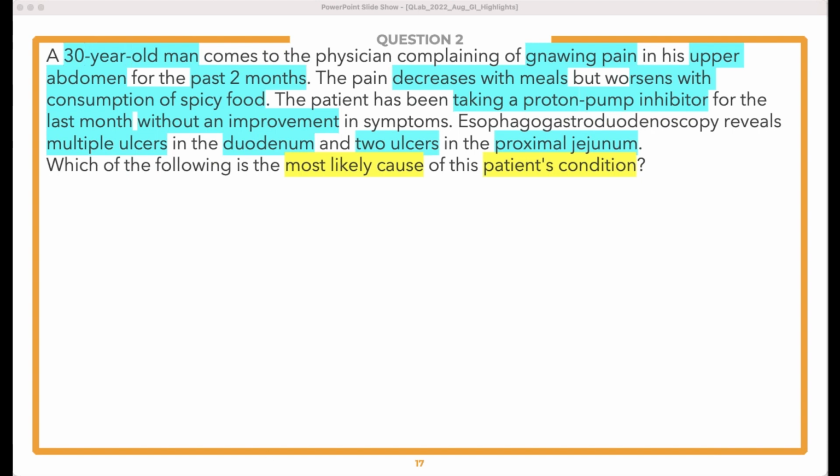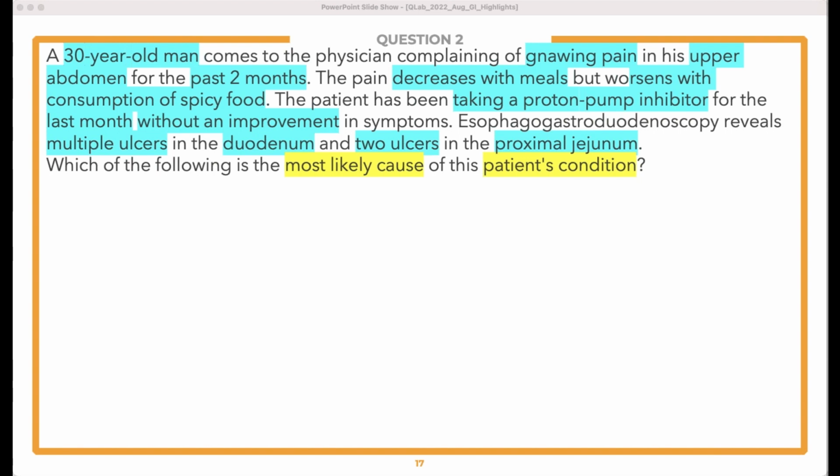Now, this question is asking us the most likely cause of the condition this patient has. So I think we've got a nice two-step question here. One, we've got to use those clues to figure out what condition this patient has. And then two, know the mechanism or etiology behind that condition.